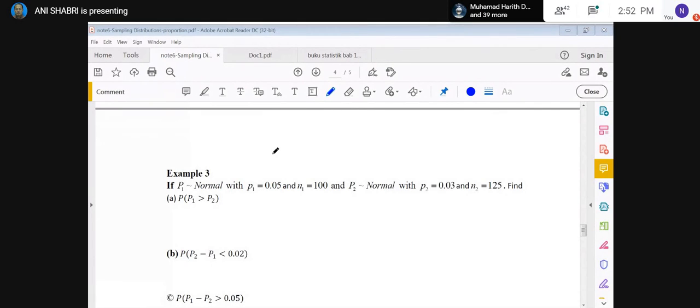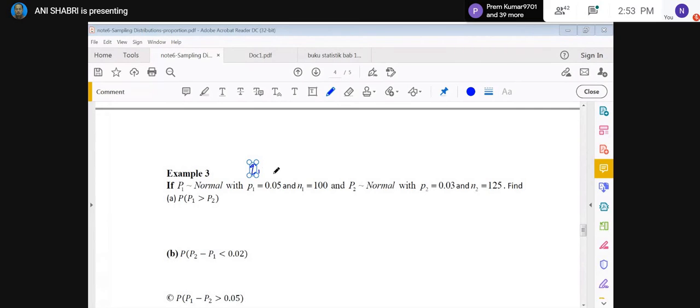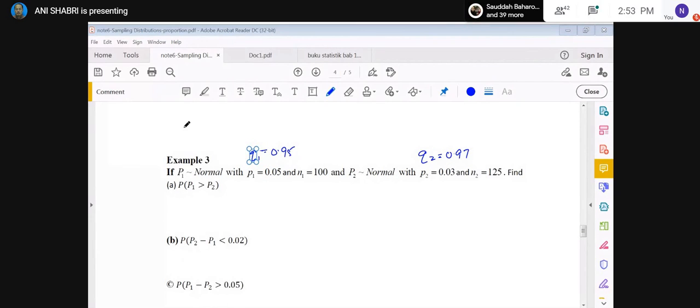Okay, if P1 is normal, with P1 is given 0.05 and N1 is 100. P2 also normal, with P2 is 0.03 and N2 is 125. Find P1 greater than P2. Okay, what is the value Q1? 0.95. Same on this one. Kalau this one Q2 is 0.97. Okay, we want to find P1. This one. Okay, it is equal.